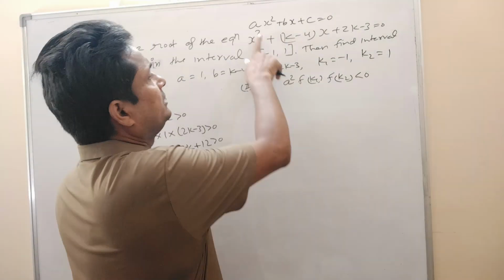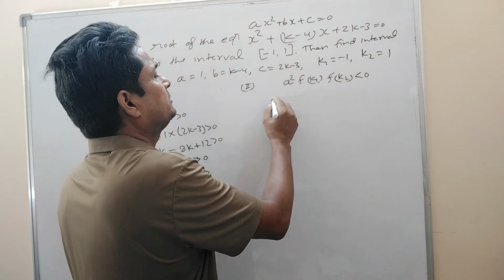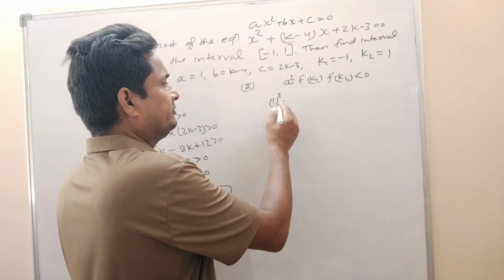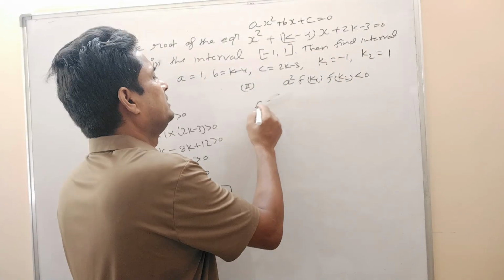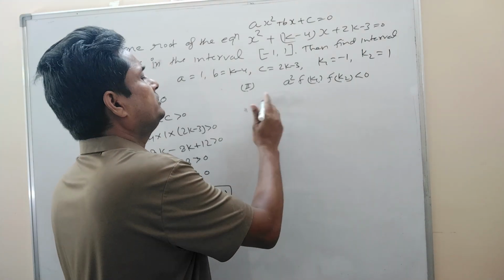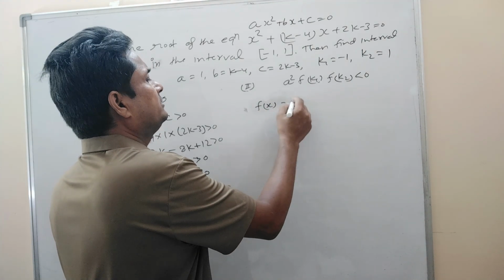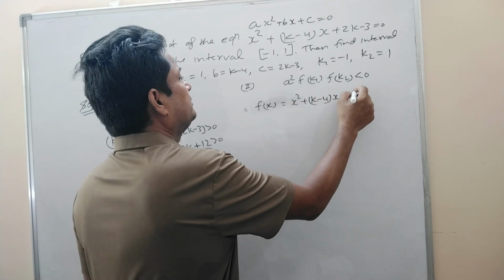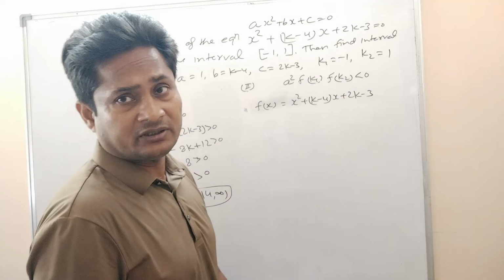If you compare, a is equal to 1. So this is 1 square into f(k1). First find f of k1. That means first of all, f(x) is x square plus k minus 4 into x plus 2k minus 3. This is our f(x).